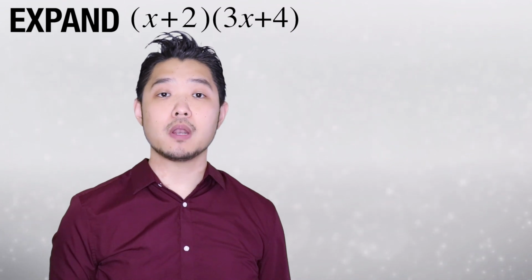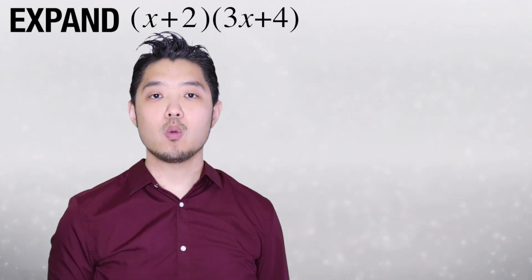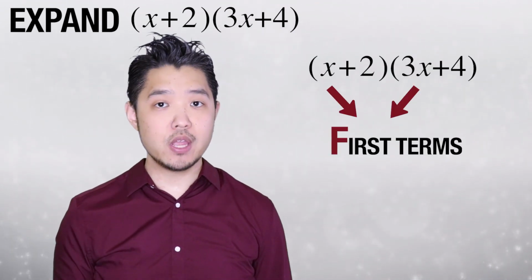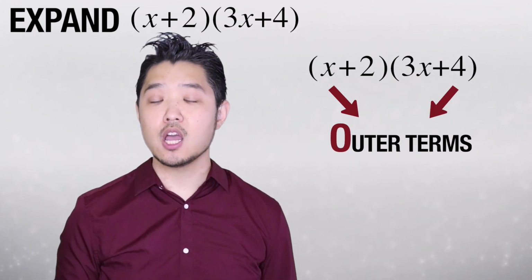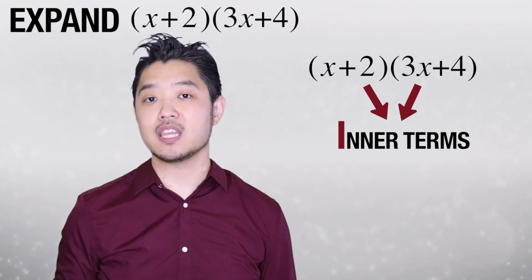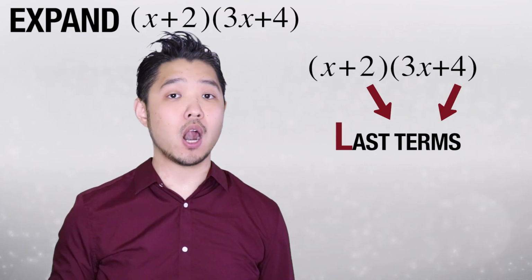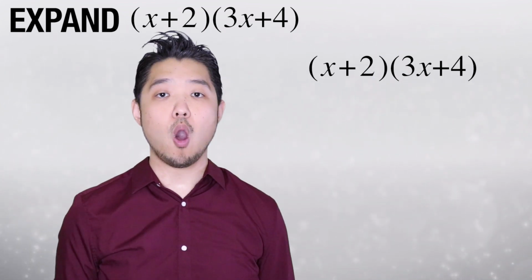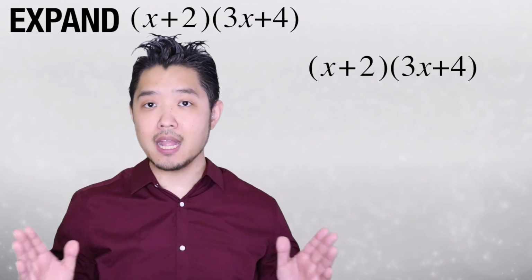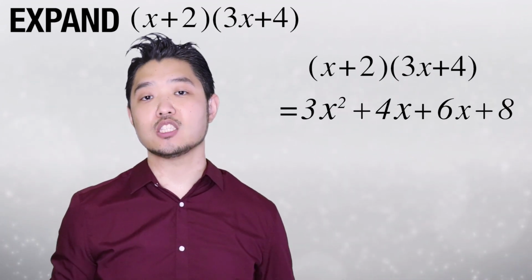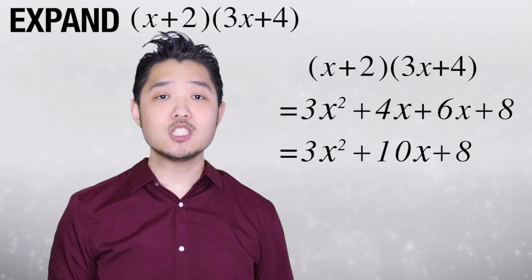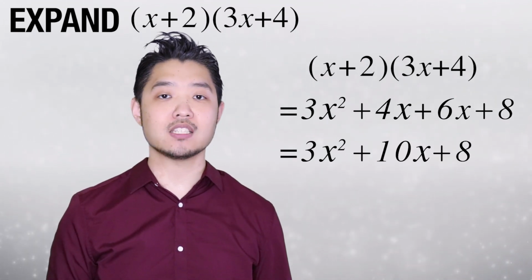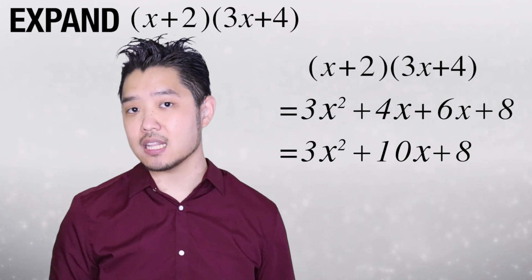x plus 2 multiplied by 3x plus 4. We know that x times 3x are the first terms, x times 4 are the outer terms, 2 times 3x are the inner terms, and 2 times 4 are the last terms. All together, when expanded, we have 3x squared plus 4x plus 6x plus 8, which can be simplified into 3x squared plus 10x plus 8.